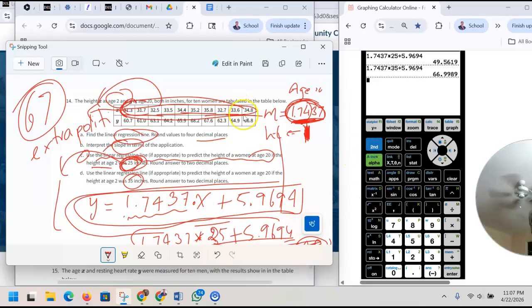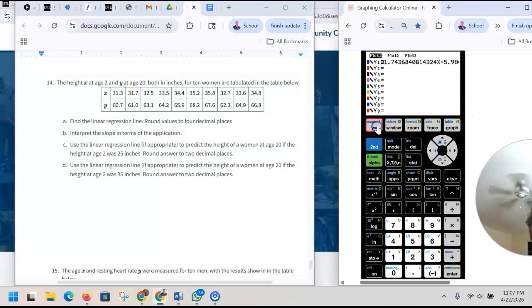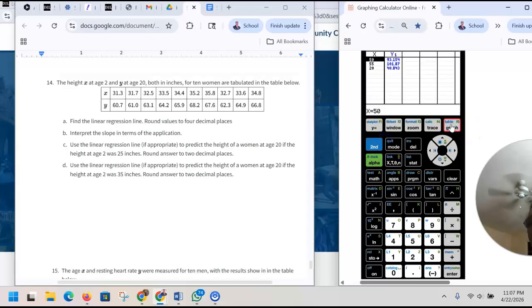Because 35 is within the range of the data, we can still figure this out. Another way to do this is with the table. Since this one already has the equation, you see this table here, click second, table. We want 35, right? Put 35 and enter, and you get the answer. So that's how you got 66.9.